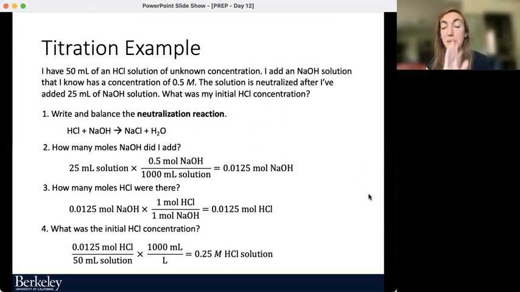Okay, so the most common tripping point on this that people make is that they balance their reaction and then they come down here and they don't use their stoichiometric coefficients. So just remember that you need to use those stoichiometric coefficients to figure out what your neutralization point is. So in this case, I only needed 1 mole of NaOH for every 1 mole of HCl. So these two numbers are the same. But that's not always going to be the case, depending on the stoichiometry of my neutralization reaction.